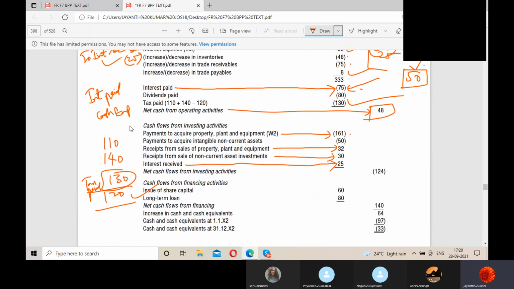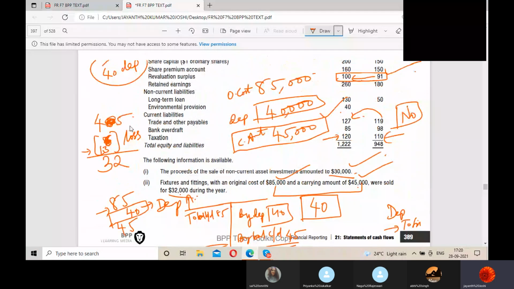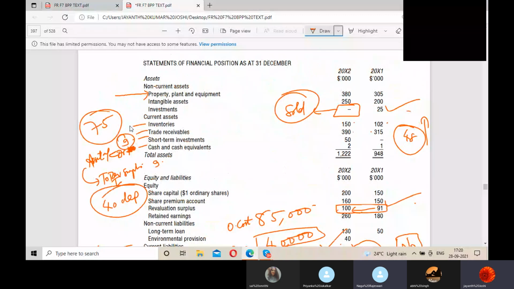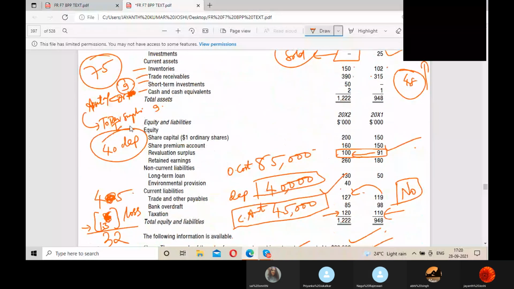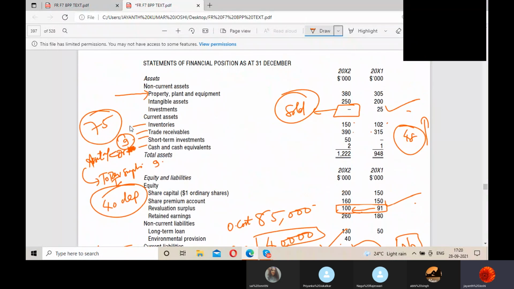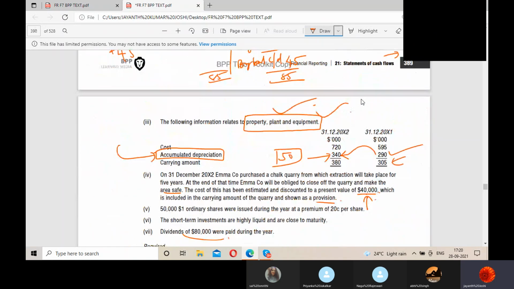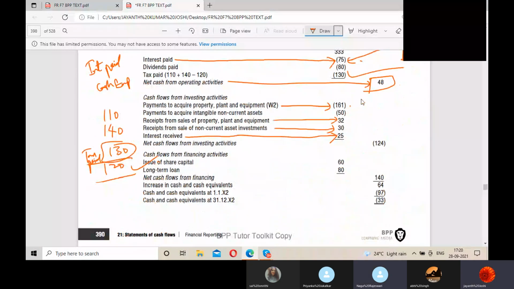Okay. And we will also check the intangible assets. There is an intangible asset in this. It was 200, now 250. You purchased it. So again, subtract 50. Done with your cash flow from investing activities, and the balance is here.